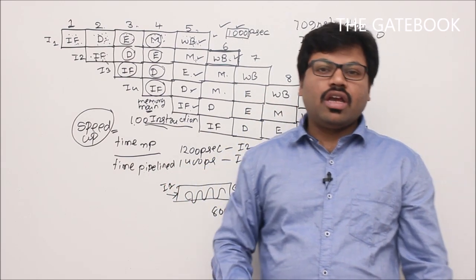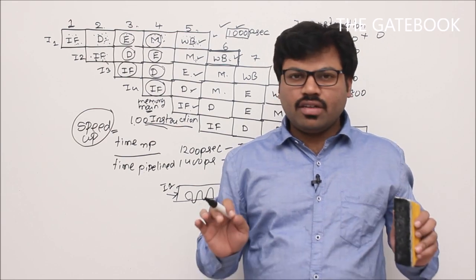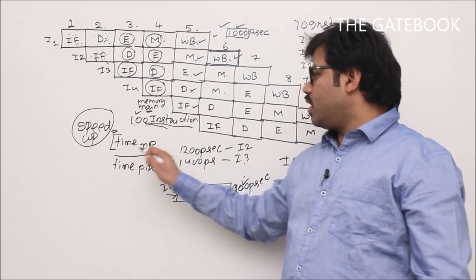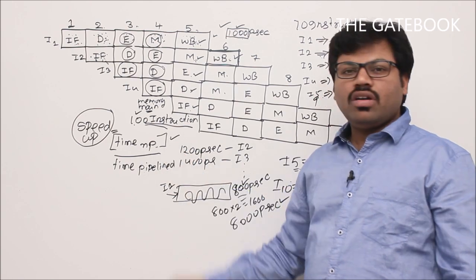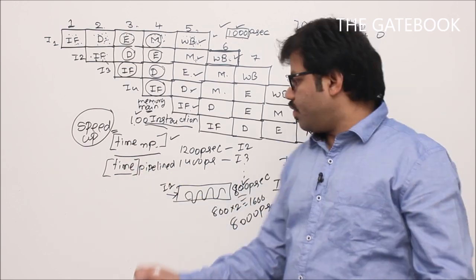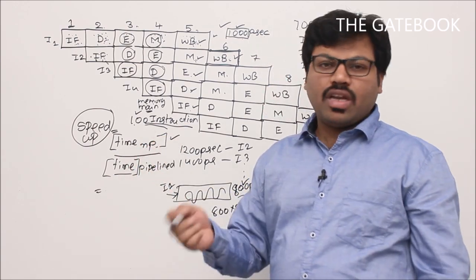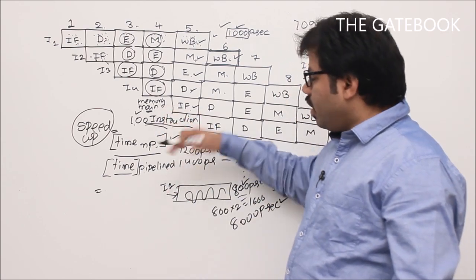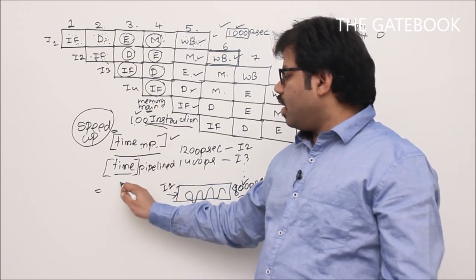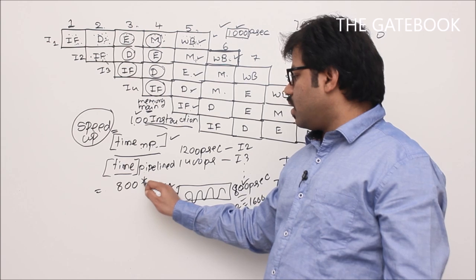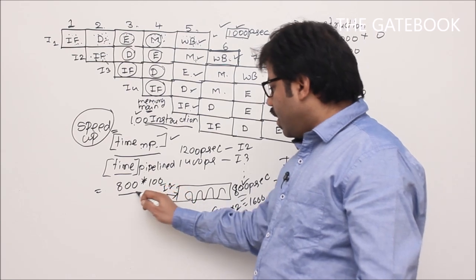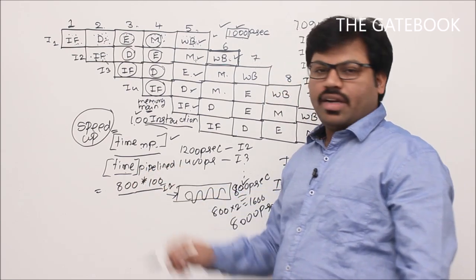Okay, now let me repeat. If you want to know the speed up of pipelining for 100 instructions, then the formula is the time required to execute those 100 instructions in non-pipelining mode divided by the time required to execute them in pipeline mode. Let us solve. The non-pipelined mode takes 800 picoseconds for one instruction, so 800 into 100, divided by the time required for pipelined.